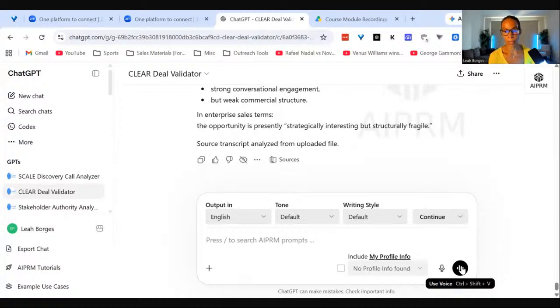Okay, so you can see from this, if we just did the call, and let me just stop sharing. Again, these are custom GPTs that I developed. If you want those, I'm going to drop a resource in the comments. So I'm going to stop sharing here.